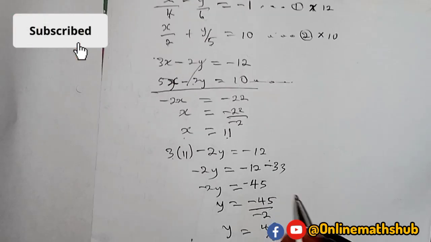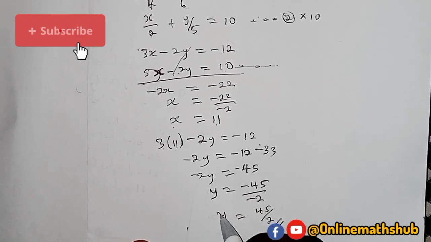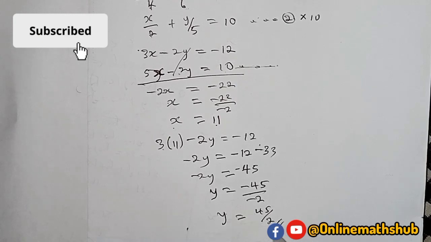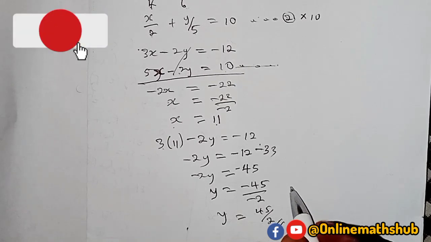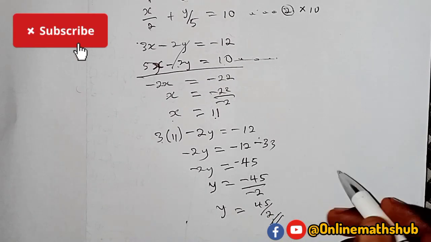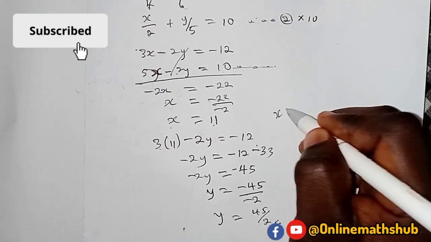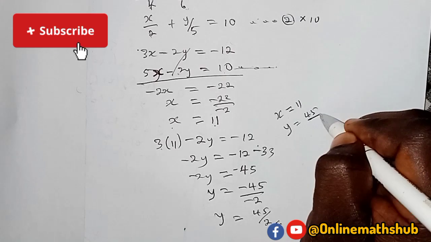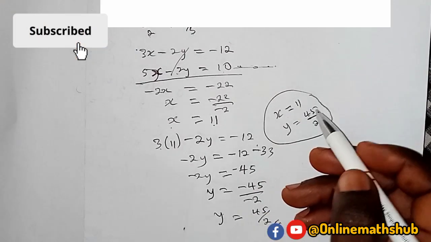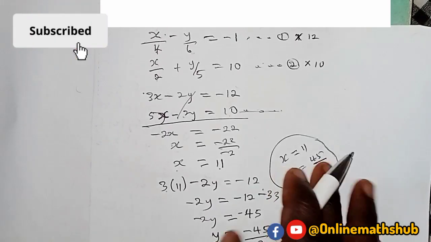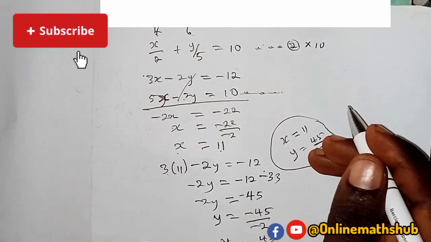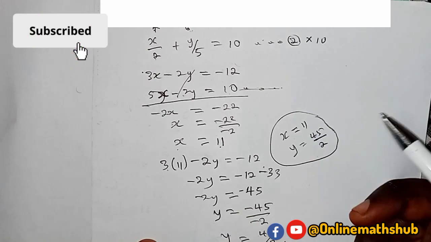So our y is actually going to be 45 divided by 2. So you can see that this is clearly the value for y. So we've got that our x is equal to 11, and then our y is equal to 45 divided by 2. So you can use this value to actually substitute back in your question to check if you are correct, and of course if you do that, it should be able to satisfy the equations right there.